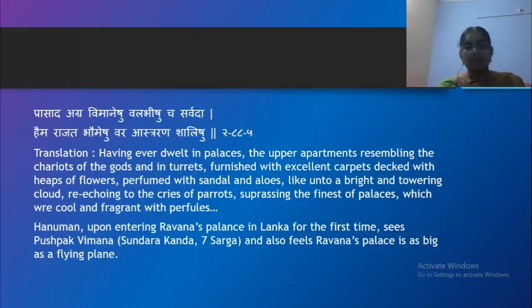So the translation, having ever dwelt in palaces, this is from Ramayana again. The upper apartments resembling the chariots of the gods, and terraces furnished with excellent carpets, decked with heaps of flowers, perfumed with sandal and aloes, like unto a bright and towering cloud, re-echoing to the cries of parrots, surpassing the finest of palaces, which were cool and fragrant with perfumes. So Hanuman, upon entering Ravana's palace in Sri Lanka, for the first time sees Pushpaka Vimana and also feels Ravana's palace is as big as a flying machine, as big as a flying plane.